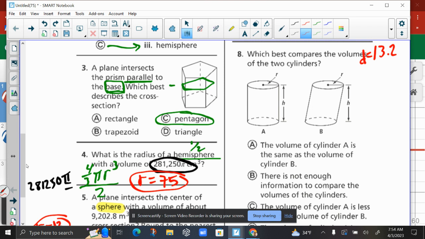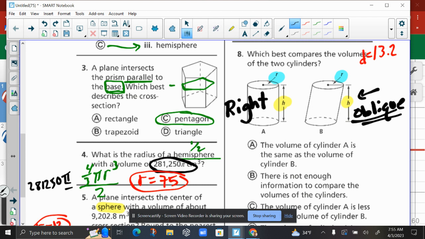So on this, we look at a couple things. We look at the height. The height is the same. They're both h. The radius is the same. So the only thing different is we call this one oblique. So it's just pushed to the side, but we've talked about this in class. It doesn't matter if it's oblique or like this one, if it's right, they have the same volume as long as these two, the height and the radius, are the same.